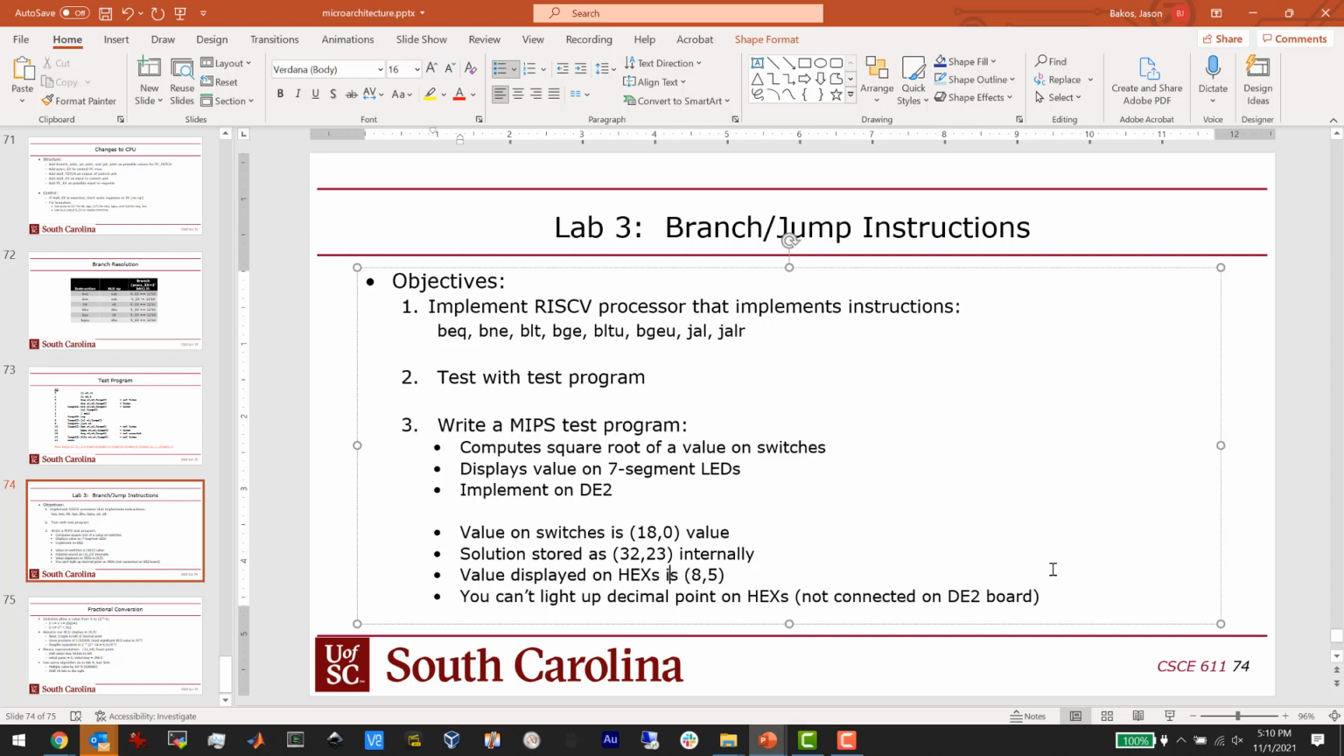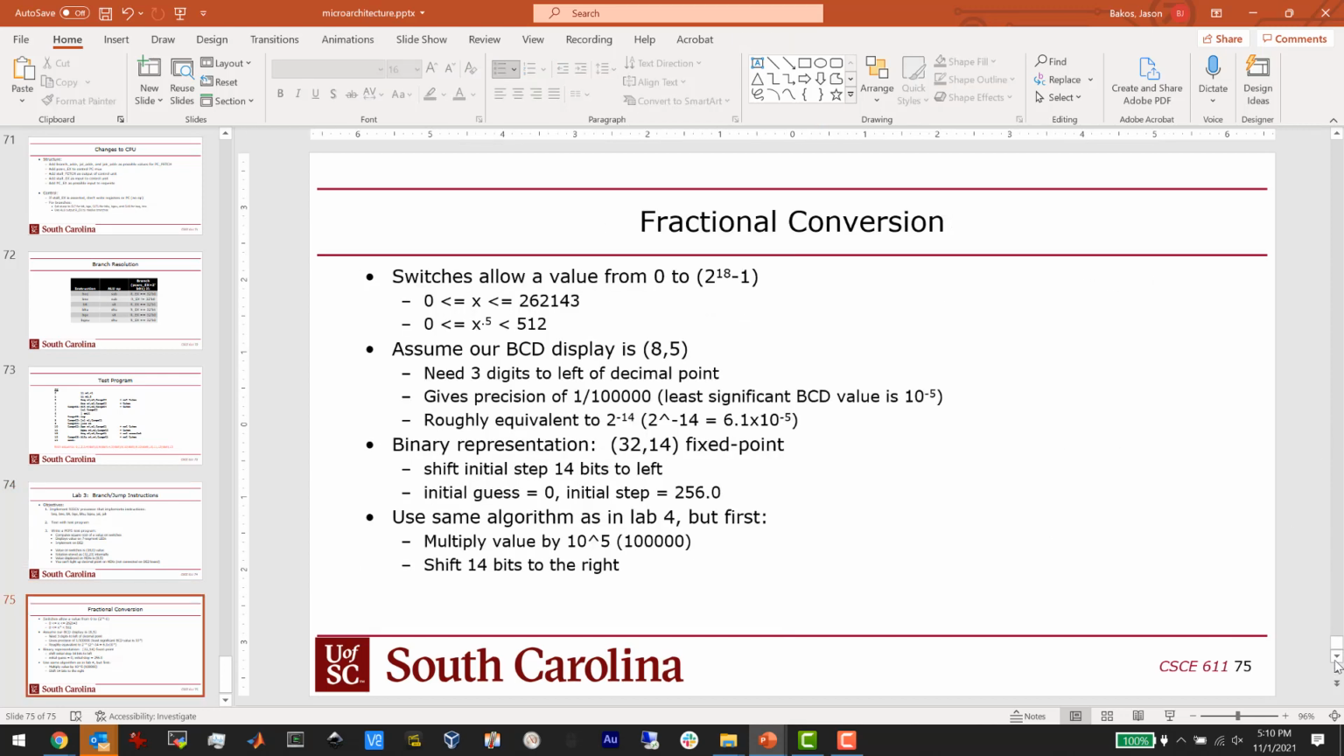So you have a calculator that can do a square root from switches to hex displays, running on your CPU. Now you might say, well, wait a minute, why do we wait till now to do the square root code? Well, because your square root code is littered with branch instructions, right? So now that we have branch instructions, we can do it. That's all there is to it.